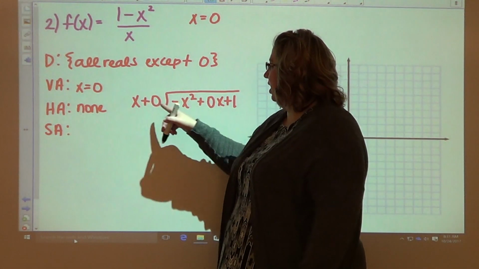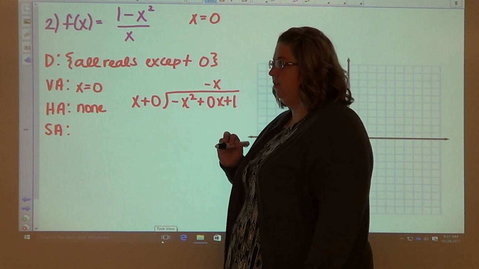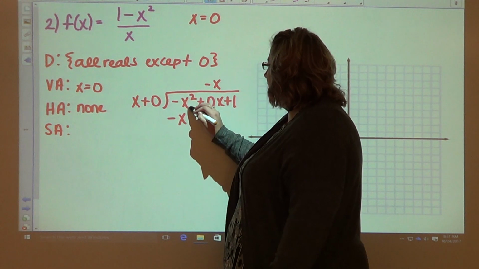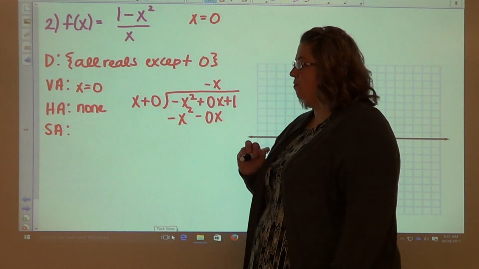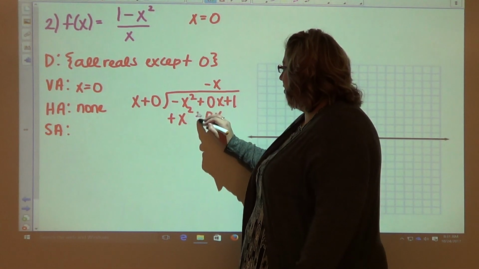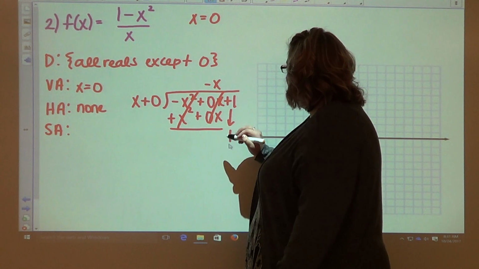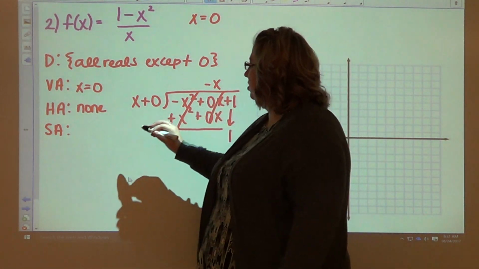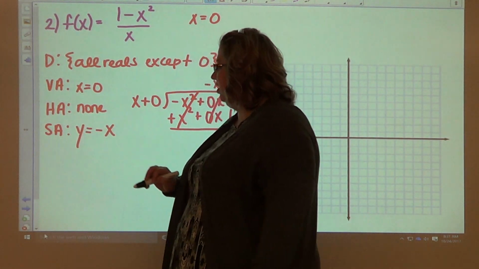So what times x is -x²? That would be -x. I multiply through, this would be -x² minus 0x. Subtract when you go down. This one cancels, but this one also cancels. So I'm left with 1, and that doesn't go into that, so that's my remainder. So the only thing I care about is on top. So my slant is y equals -x.